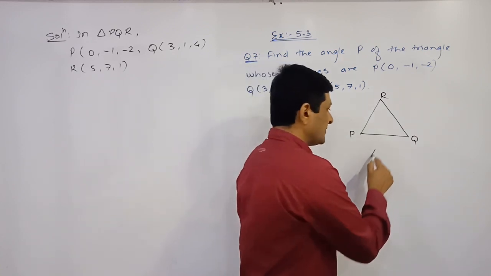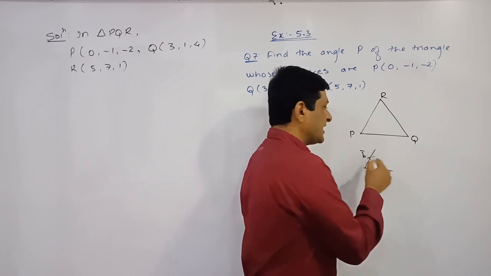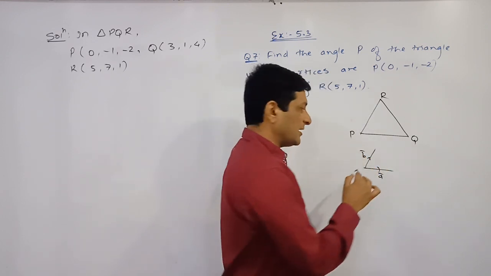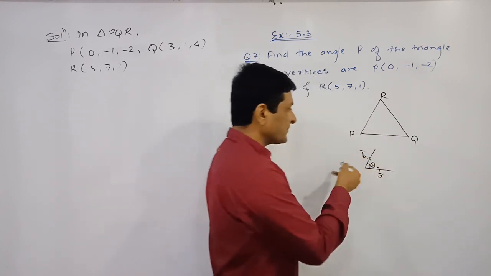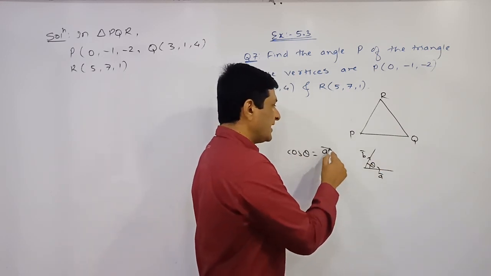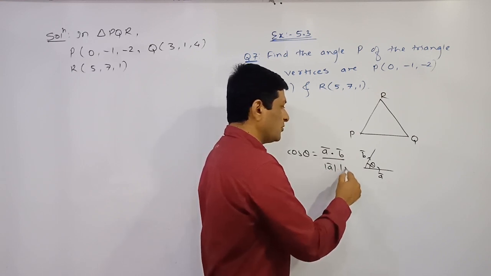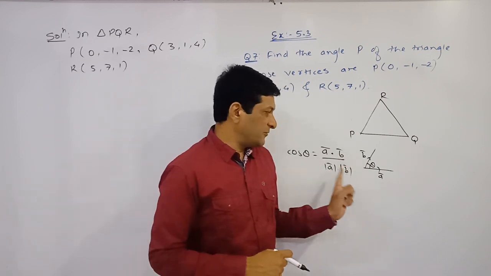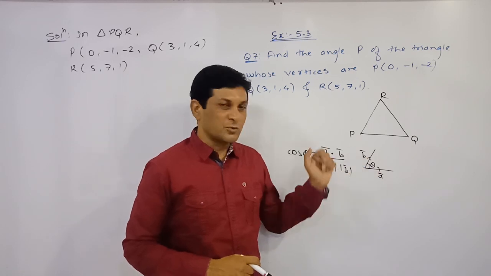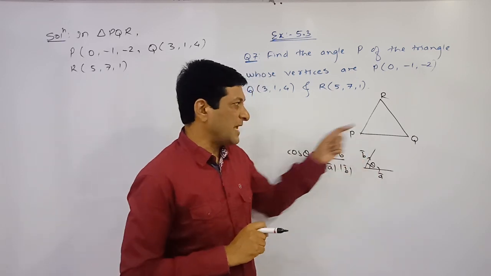So let us revise once again the formula to find the angle between two vectors. If A bar and B bar are two vectors and theta is the angle between them, then this angle can be found as cos theta equals A bar dot B bar upon magnitude of A bar into magnitude of B bar. This is the formula to find the angle between two vectors, A bar and B bar. The same method we are applying to find this angle P.